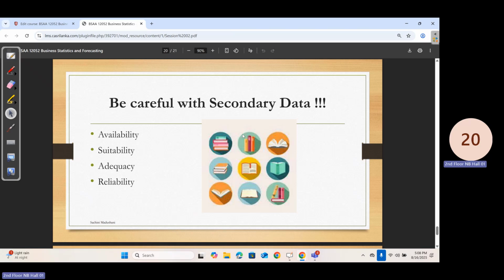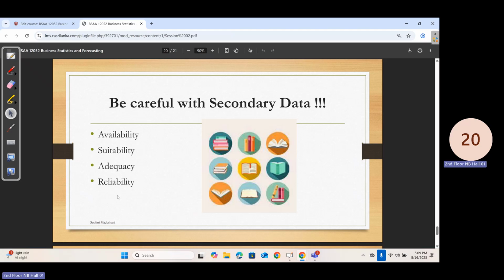Before that, we need to consider these 4 factors. Okay, then what's the first thing? We need to check availability. Based on our study, based on our objectives, we need to collect the secondary data. After that, we need to check whether these kinds of data are available or not. First, we need to check availability.